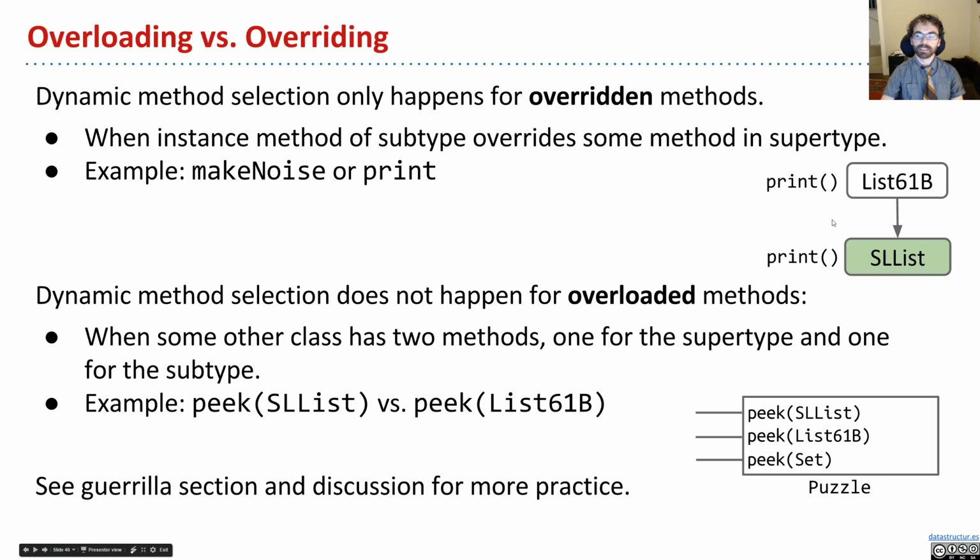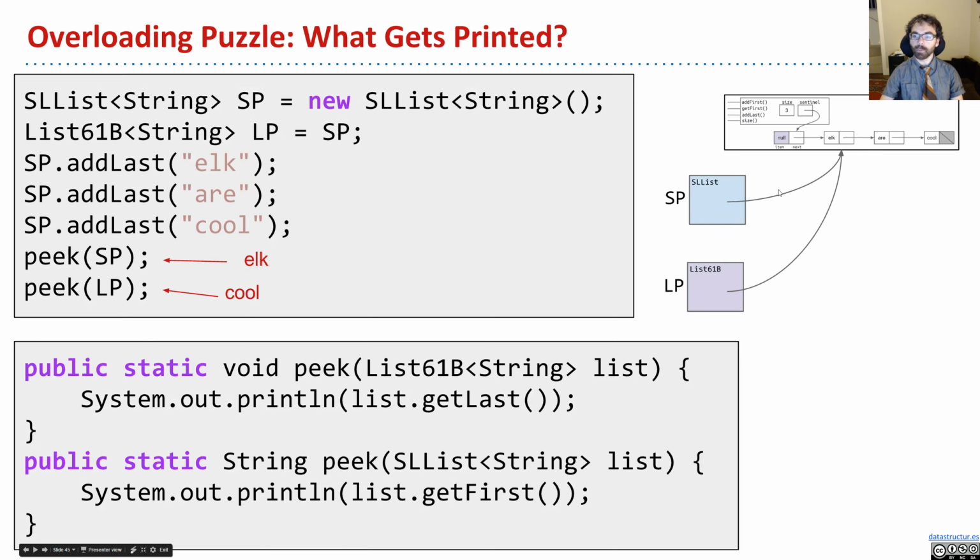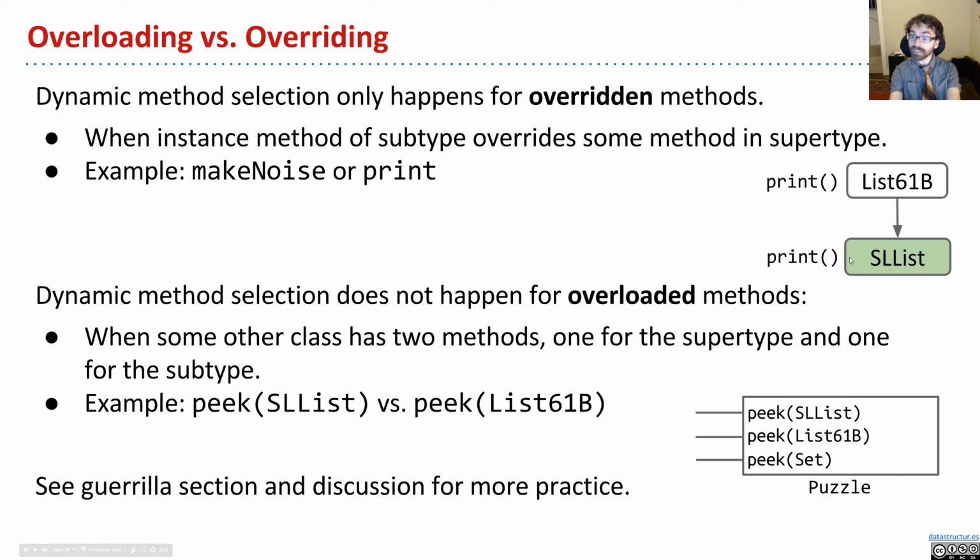So that's overriding. So if I have a pointer to a variable, and I ask that class itself, hey, would you like to do something? It will say, great, I got it. I'm going to use the most specialized method I have available. This does not occur for overloaded methods. So this is, for example, when a class has 2 methods or 3 methods or whatever, one for the supertype and one for the subtype.